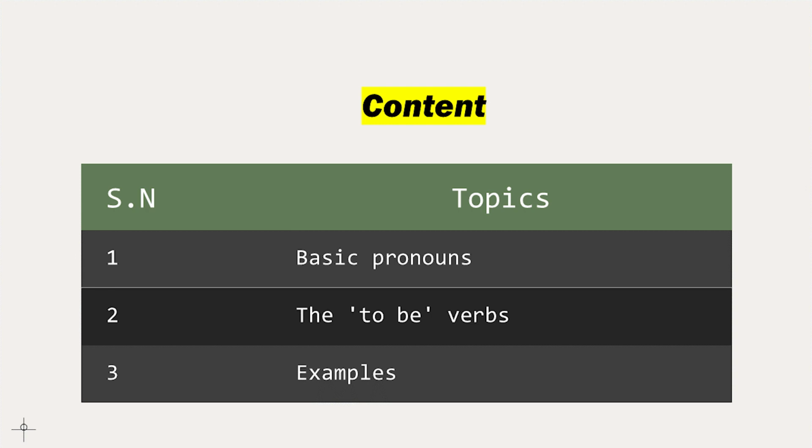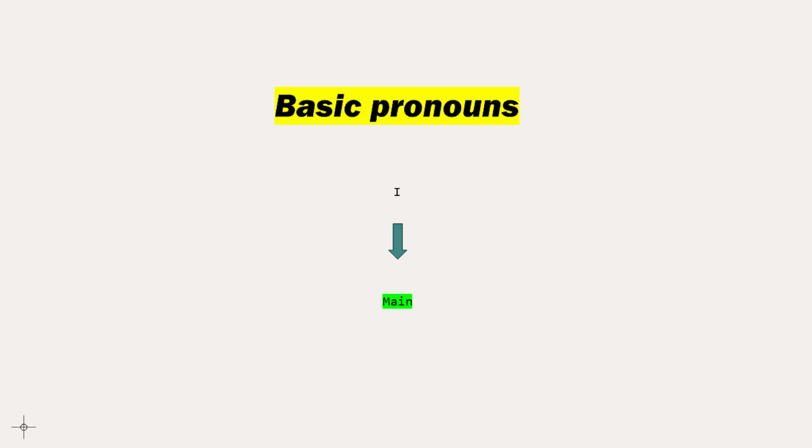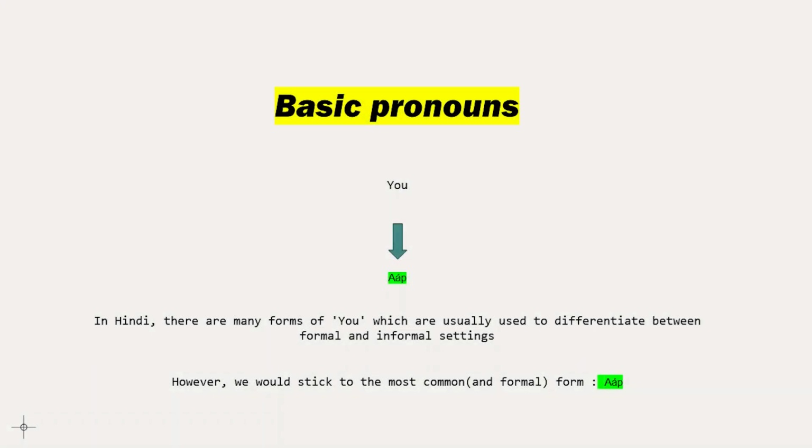Word for I in Hindi is मैं. The last N is only pronounced half and none of the letters are stressed. It is like how you pronounce the word man but without the N. आप is a formal way of saying you in Hindi. There are many forms of you which are usually used to differentiate between formal and informal settings. However, we would stick to the most common and formal form, which is aap.